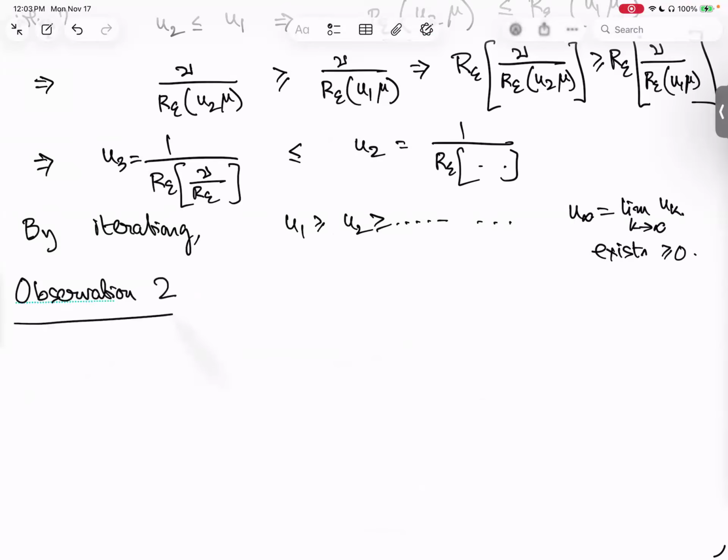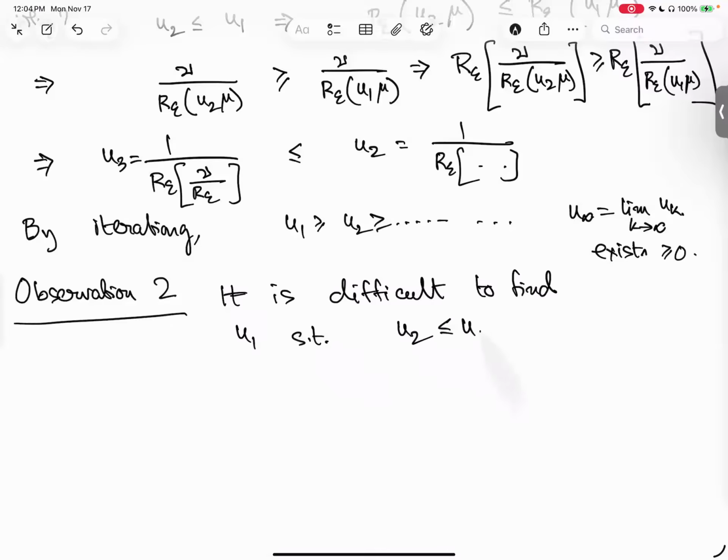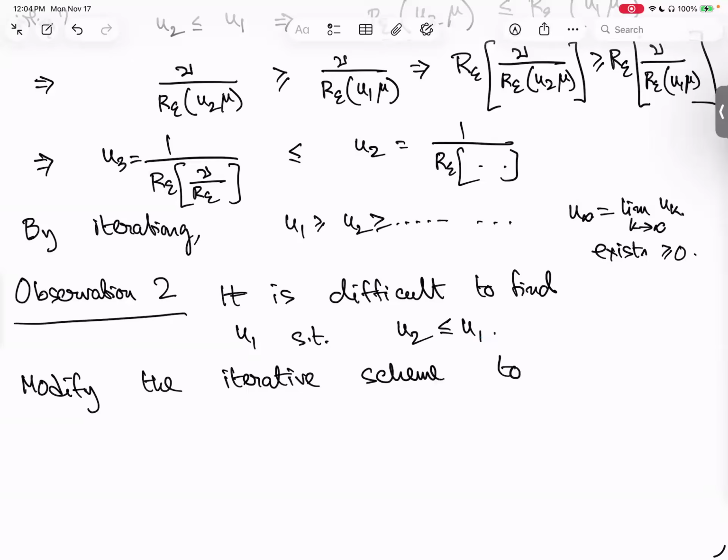You're following this argument so far? It is difficult to find U1 such that U2 is less than or equal to U1. And so this is where Forty's argument becomes clever, in that it modifies the scheme. So modify the iterative scheme to the following. So what is this modification that we're doing here?